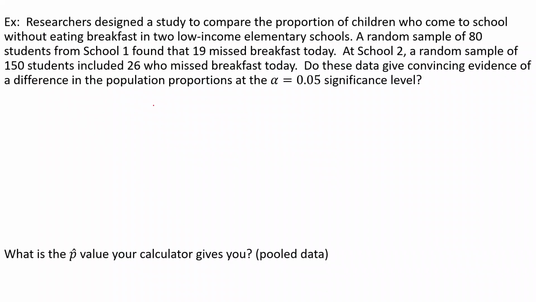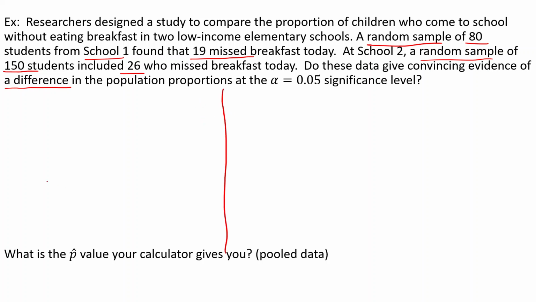All right, so here is our first example. Researchers design a study to compare the proportion of children who come to school without eating breakfast in low-income elementary schools. A random sample of 80 students from School 1 found that 19 missed breakfast today. At School 2, a random sample of 150 students included 26 who missed breakfast today. Do these data give convincing evidence of a difference in the population proportion at the alpha equals 0.05 significance level? So we're comparing the proportion of students that missed breakfast at these two different schools.